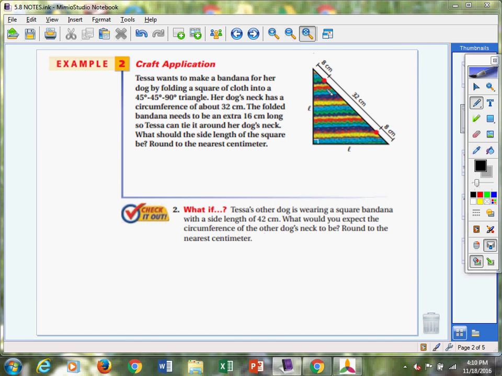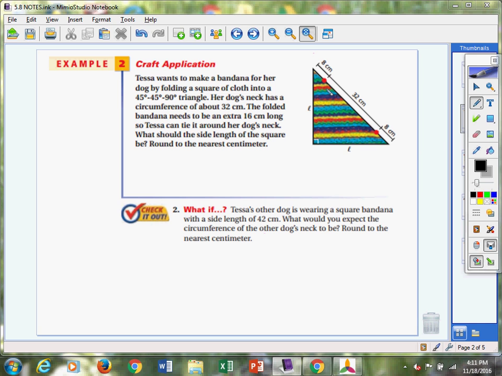So Tessa wants to make a bandana for her dog, and she wants to fold a square of cloth into a 45, 45, 90 degree triangle. Her dog's neck has a circumference of about 32 centimeters, and so she wants to leave a little bit extra so she can actually tie it around her dog's neck. And so she left 16 centimeters total, 8 on each side, so she would have enough room to actually tie it. So what should the side length of the square be?